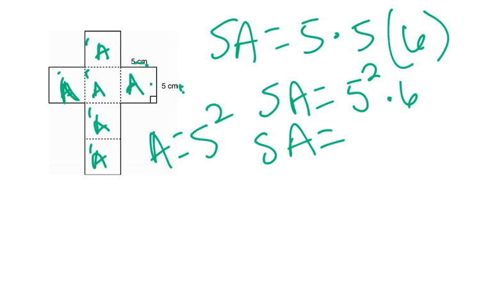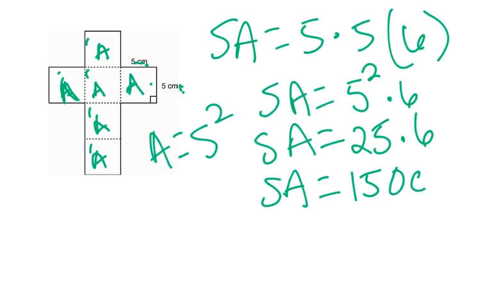What is that? 25, you're right. Times 6. Surface area is going to be equal to 150 centimeters squared. Make sense, guys?